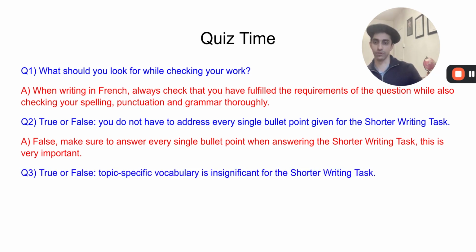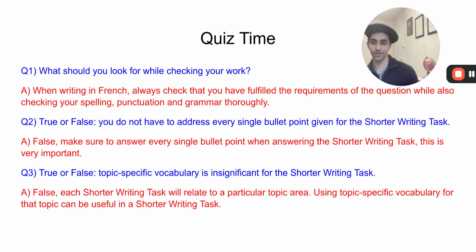Okay, question 3 now. True or false again? Topic-specific vocabulary is insignificant for the shorter writing task. So I'll just give you a bit of time to think through whether it's true or false, and then show the answer. Okay, I'll show the answer now. So this again is false.